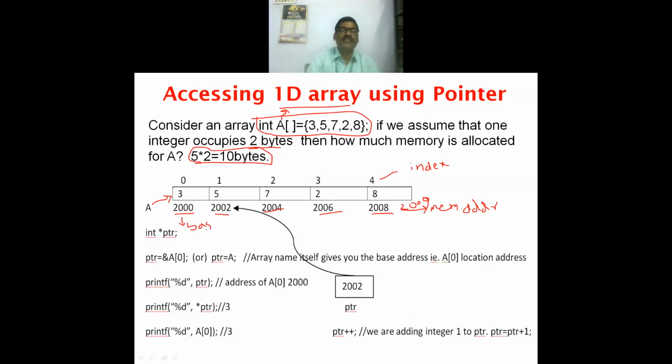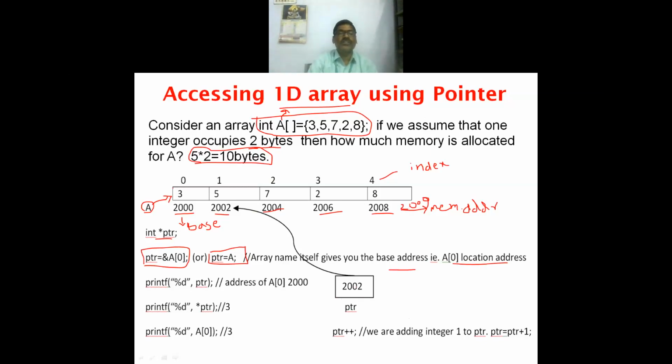So this base address, or starting address, we can access either just by specifying the array name, or you can also access it by specifying ampersand A of 0, the 0th location address. Both are the same. So ptr is equal to A, that means the array name itself gives you the base address, that is the 0th location address. So that we can store in a pointer. So we are declaring a pointer variable int star ptr here. Now we are storing the base address of array A into this ptr.